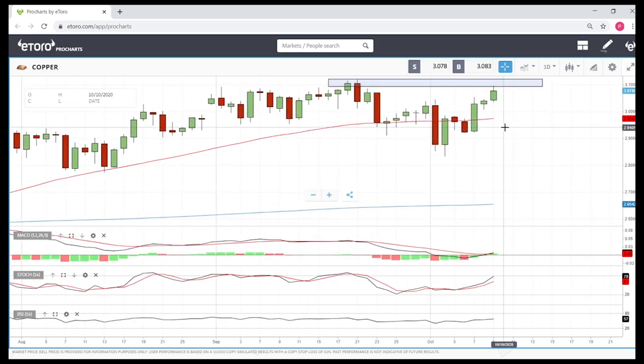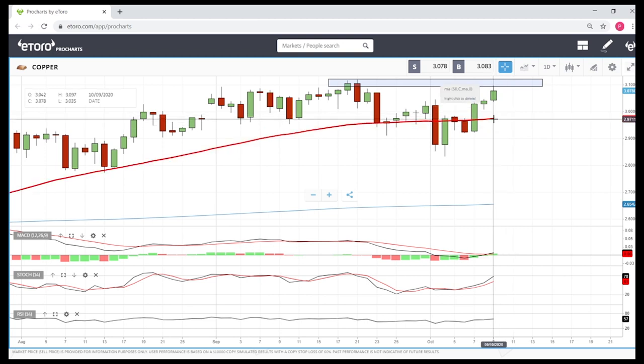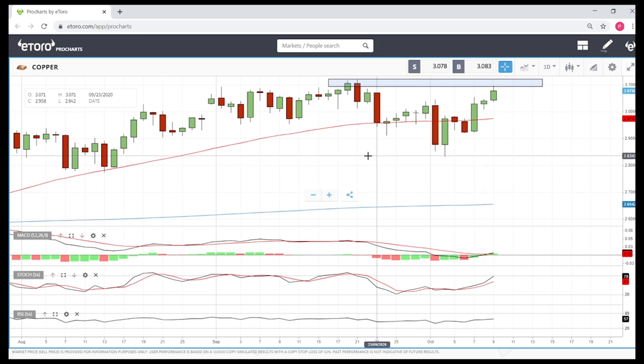If we were to break down from here, of course the 50 moving average will be support. A breakdown below the 50 moving average will open us to these levels of 2.83, which was previous support.